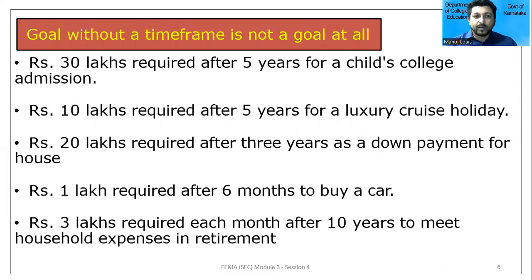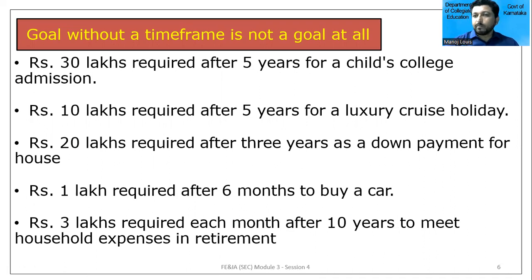So that is important. Then say rupees 10 lakh required after 5 years for a luxury cruise holiday. So both amount as well as time very clearly specified. An example of a financial goal. Rupees 20 lakh required after 3 years as a down payment for a house. So time frame as well as the amount. Rupees 1 lakh required after 6 months to buy a car. So the amount and the time frame. Again, 3 lakh required each month after 10 years to meet household expenses in retirement. So again, the amount and the time frame is specified. So a goal without a time frame is not a financial goal at all.